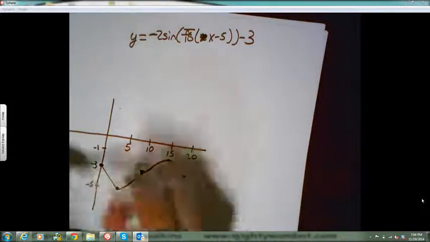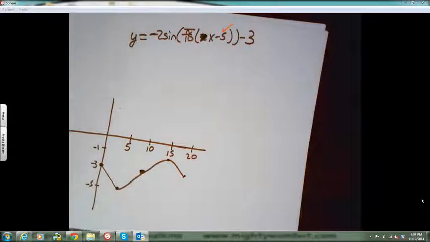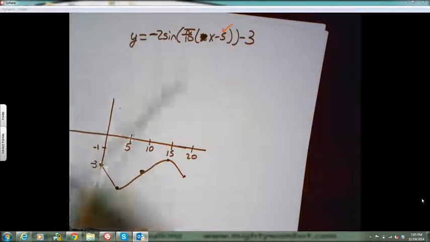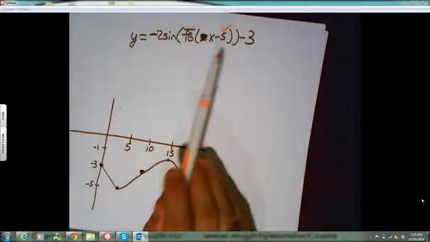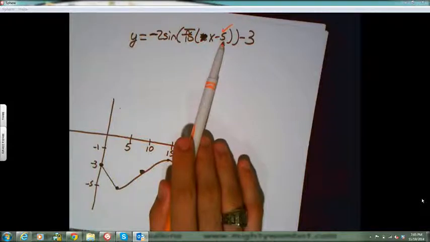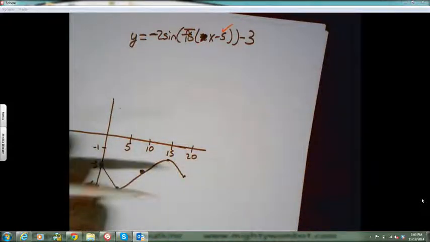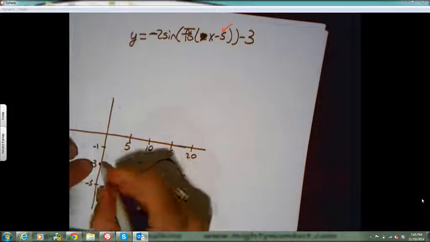Minus 5, inside the parentheses, it must be horizontal. Means it affects the x values. Horizontal transformations, I do the opposite of what it says. So instead of minusing 5, instead of going 5 to the left, we need to go 5 to the right. We need to add 5. So this 0, negative 3 becomes 5, negative 3.